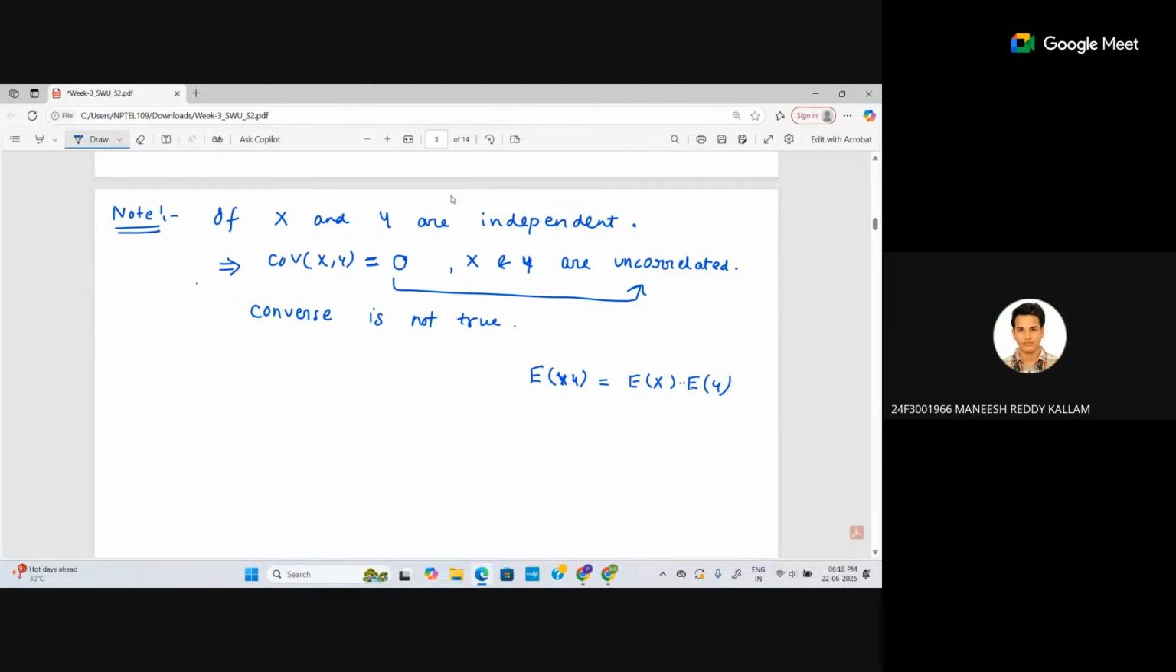Did you get my point, ma'am? Since the covariance formula is e of xy minus e of x into e of y, if it is equal to 0, we'll just transfer e of xy to the other side and we'll get the formula e of xy equal to e of x into e of y, which is valid only if they are independent. Yeah, so it is for independence, not for uncorrelated. So this formula is true when they are independent. Independence and correlation are different things.